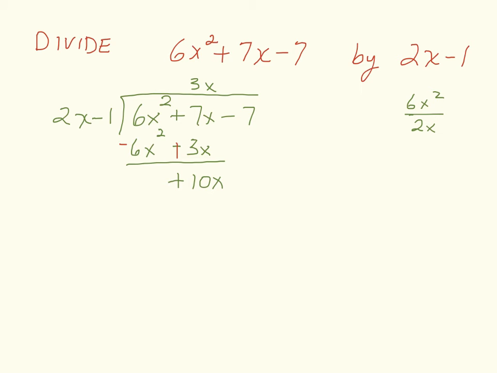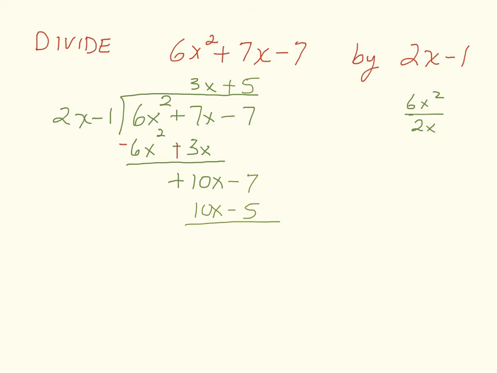So actually, I don't need that plus 10. We don't have to put that positive sign there, but I can't erase it. My pen won't erase because of the way the program is, so just pretend it's not there. Now we bring down the negative 7. So we have 10x minus 7. So 2x goes into 10x 5 times. Now 5 times negative 1 is negative 5. 5 times 2x is 10x.